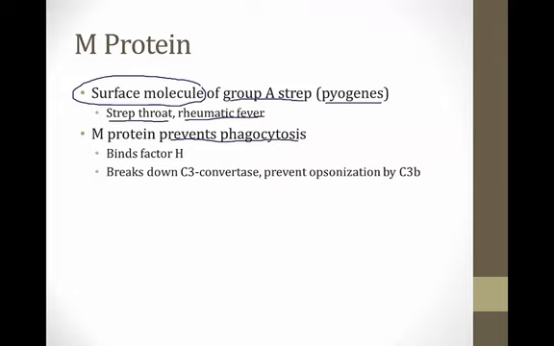First of all, the M protein can bind factor H. I described factor H in more detail in the immunology modules, but it's a factor found in our own serum that protects our own cells from complement activation, and the M protein can hijack this factor and use it to protect the bacteria. In addition, the M protein has been shown to break down C3 convertase, and this prevents the formation of C3b on the surface of the bacteria, and C3b is a very important opsonin for phagocytosis.